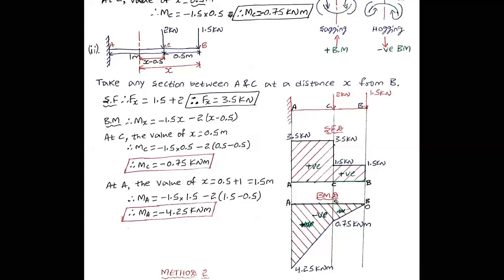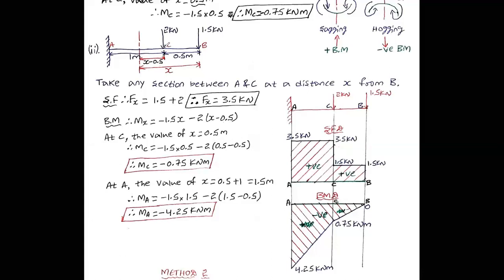Vertical load is 2 multiplied by perpendicular distance, which is x minus 0.5. So 2 into x minus 0.5. It is negative bending moment or hogging, that's why I take a negative. This is the bending moment equation for the section, but I want the bending moment at point C and at point A. Already you have calculated the bending moment at point C as 0.75. Here also, calculate, and you will get the same answer.